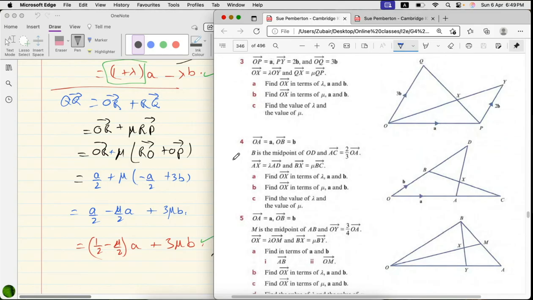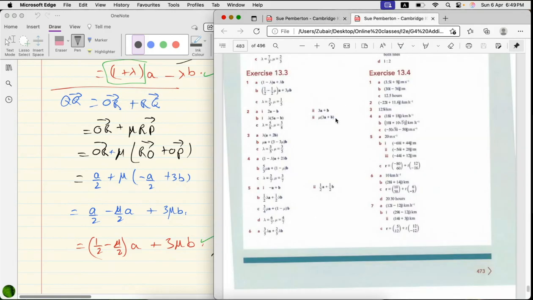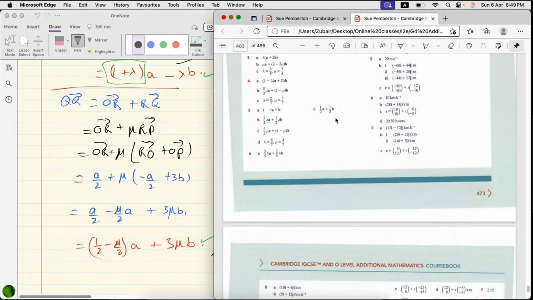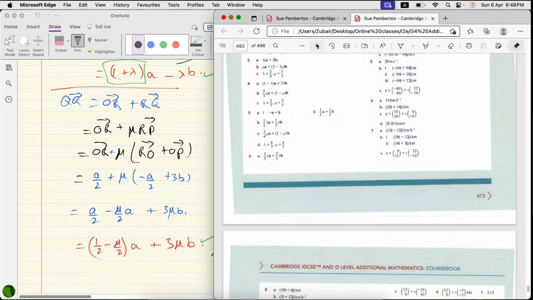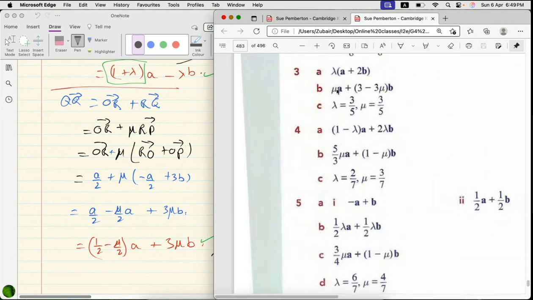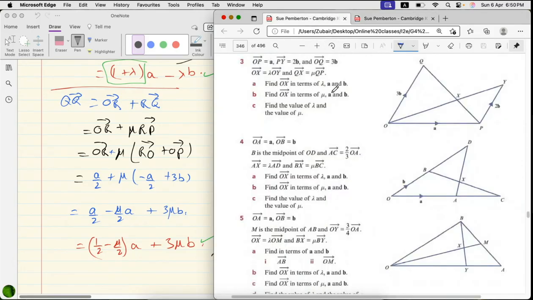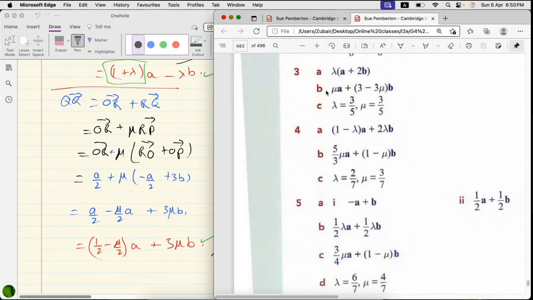For the A part, it's 3 over 5A plus 6 over 5B. And then for the B part, it's 3 over 5A. Right. 13.3, question 3. OX in terms of, oh no, no. It's lambda A plus 2 lambda B. And then lambda B P would be, yeah.